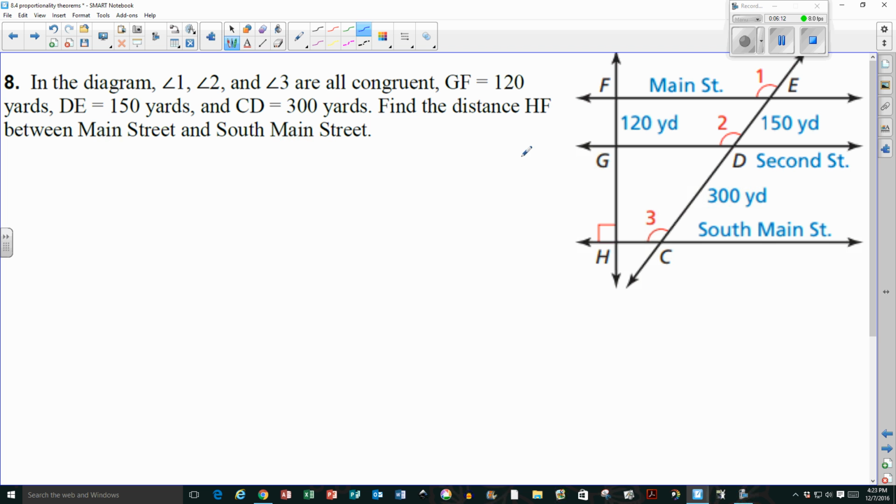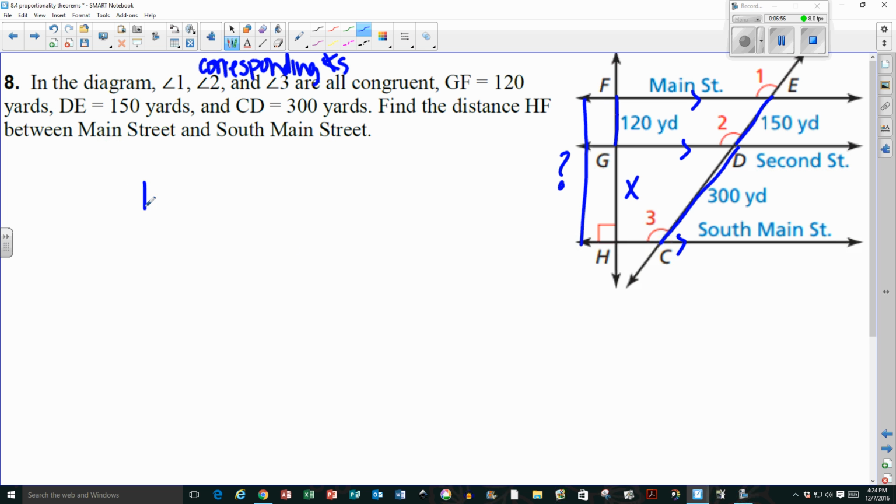So if angles 1, 2, and 3 are all congruent, so they're corresponding angles, and since corresponding angles are congruent, that means these are parallel lines. Since these are parallel lines, these are transversals. It says that GF is 120, DE is 150, and CD is 300. And it wants me to find HF, which is this whole distance here. Well, since I know this piece, and this piece, if I find this one, then I can just add them together to get the whole piece.